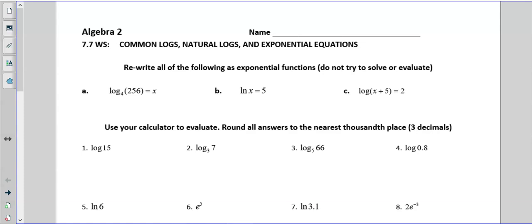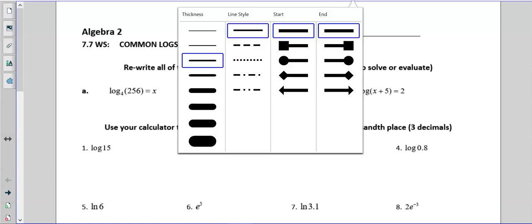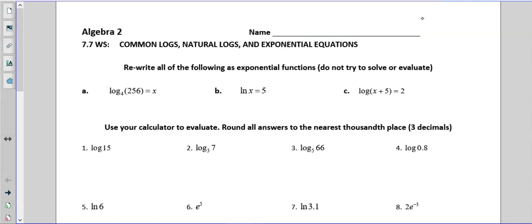All right, 7.7, common logs, natural logs, and exponential functions. Here we go.